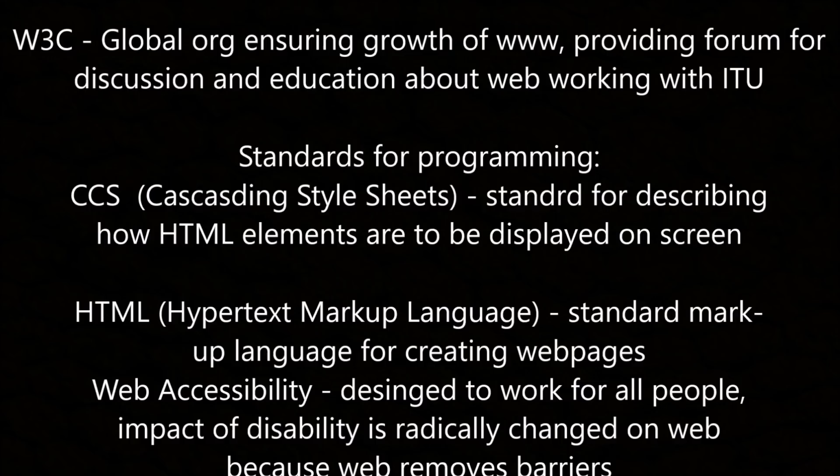Web accessibility is designed to work for all people, and the impact of disability is radically changed on the web because the web removes barriers.